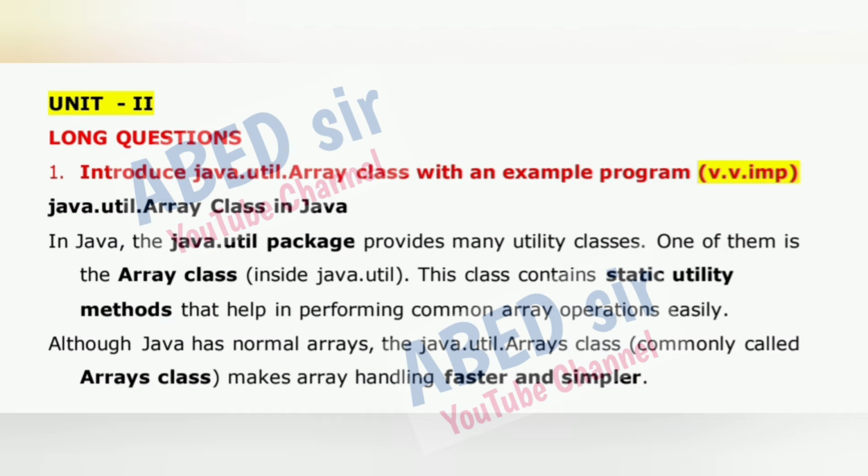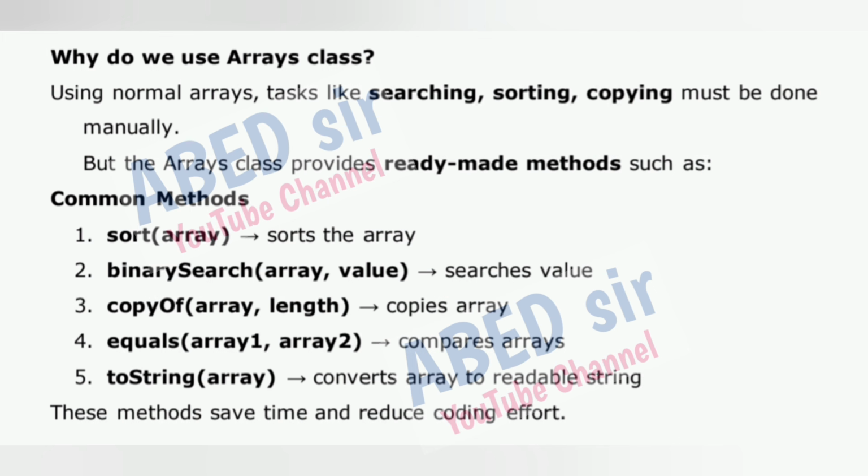This class contains static utility methods that help in performing common array operations easily. Although Java has normal arrays, the java.util.Arrays class, commonly called the Arrays class, makes array handling faster and simpler. Why do we use the Arrays class? Using normal arrays, tasks like searching, sorting, and copying must be done manually. But the Arrays class provides ready-made methods, such as these common methods.